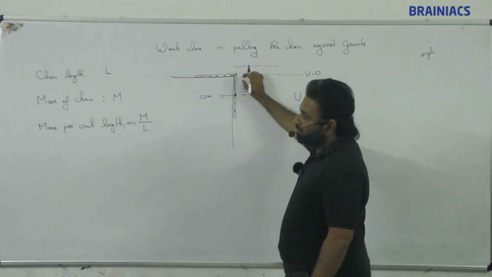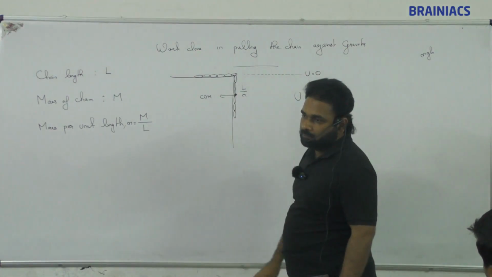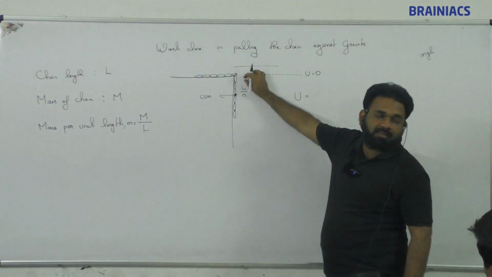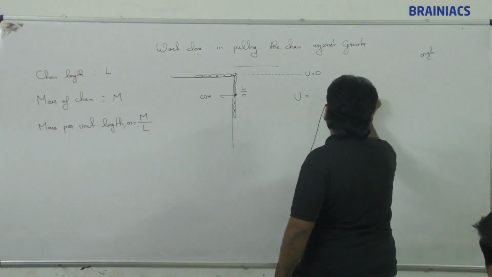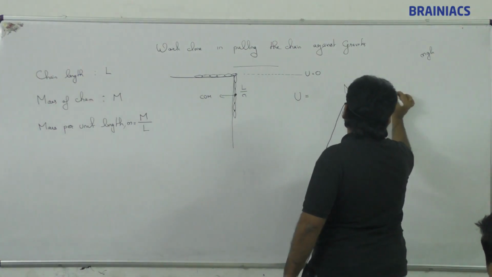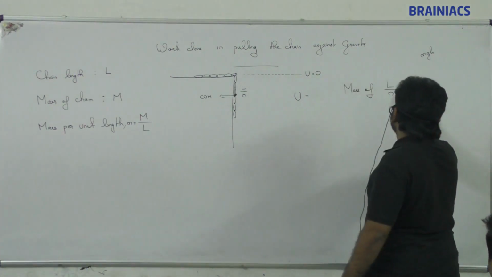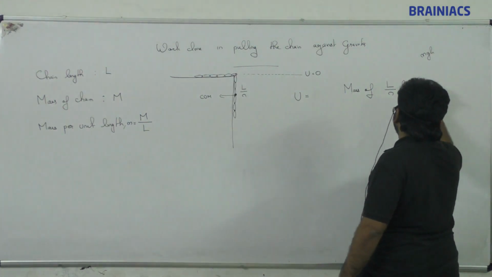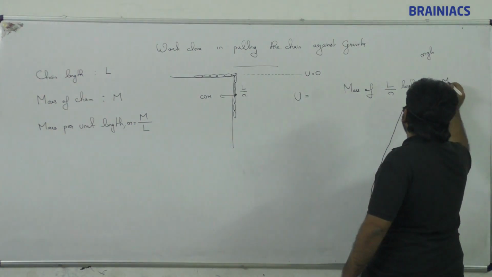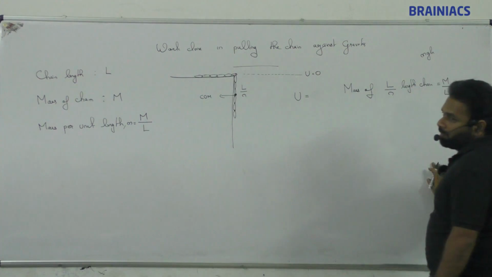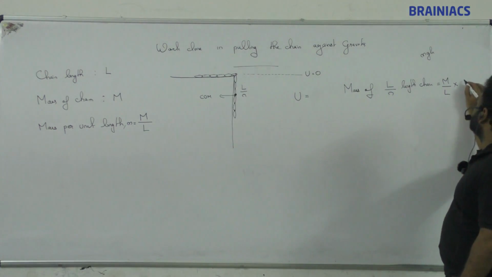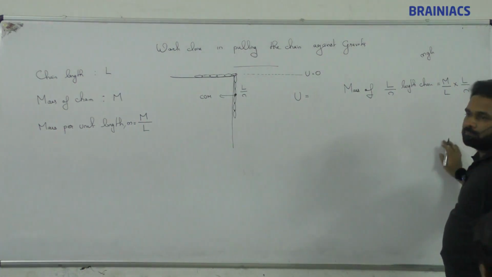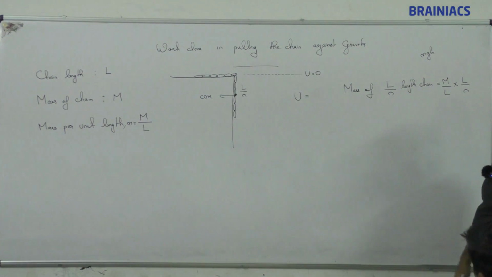For this unit length, the mass is m by L. So I could say the mass of an L by N length chain is going to be the unit mass, m by L, into L by N. So this is the mass actually.